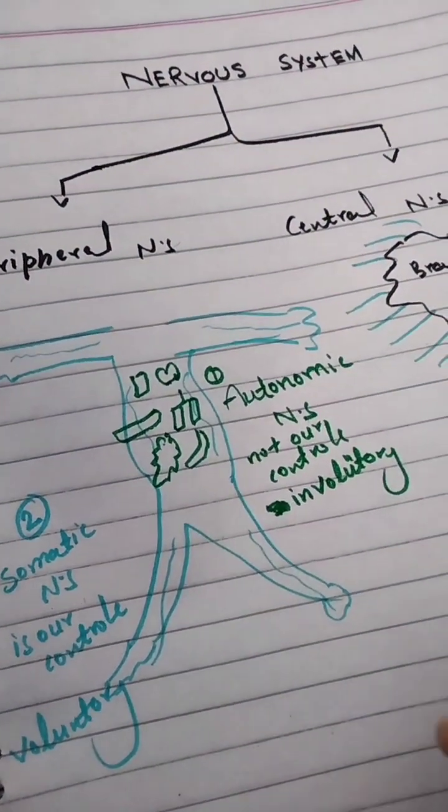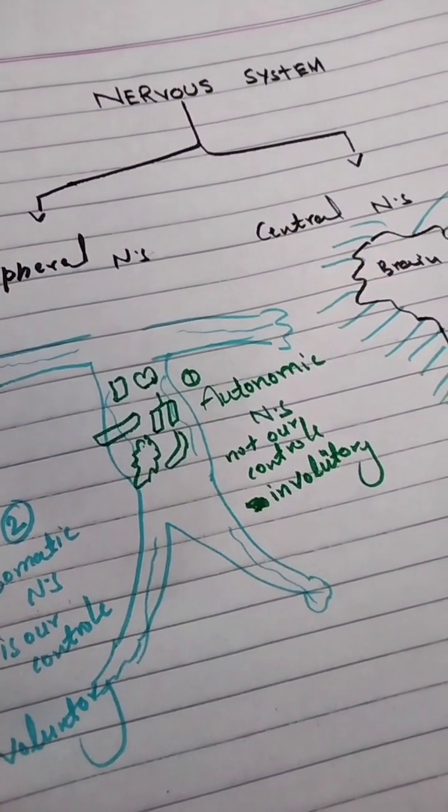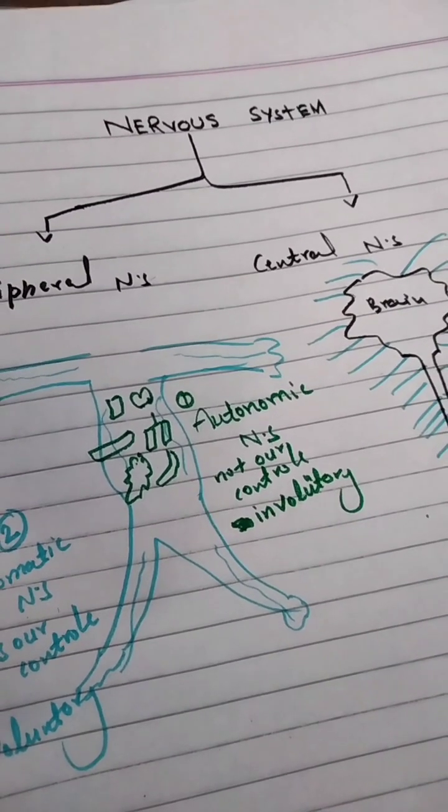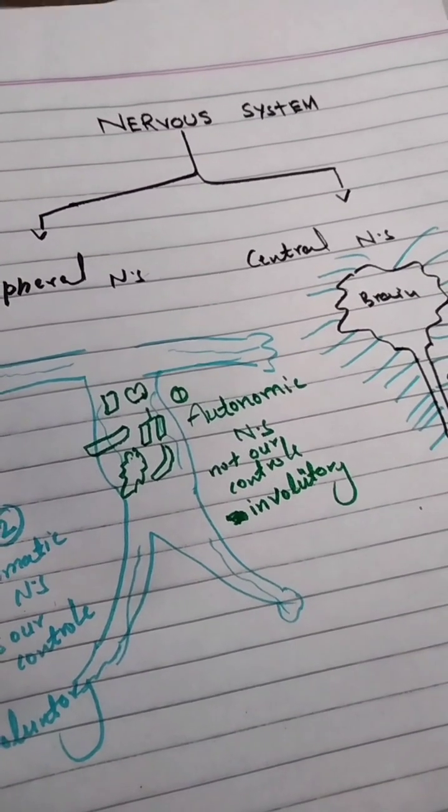So I hope you clearly understand this video lecture. In the next video lecture we will discuss the types of the nervous system.